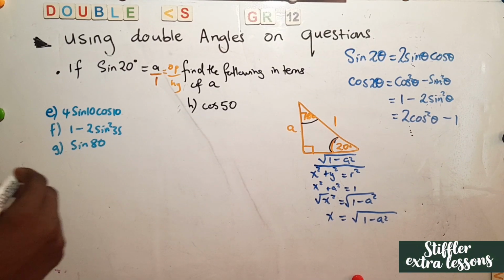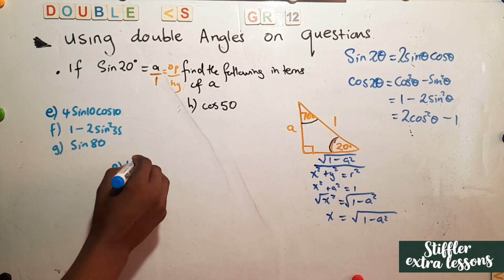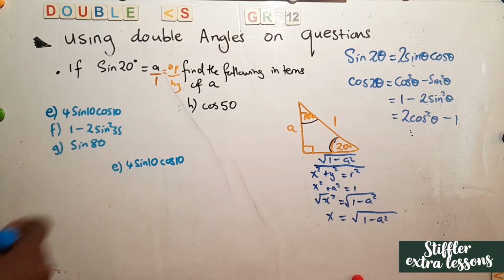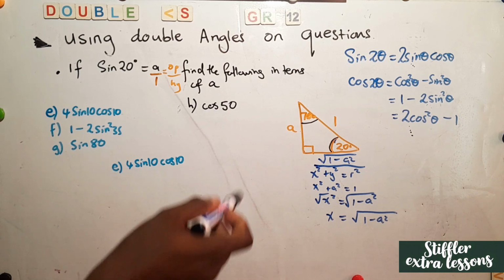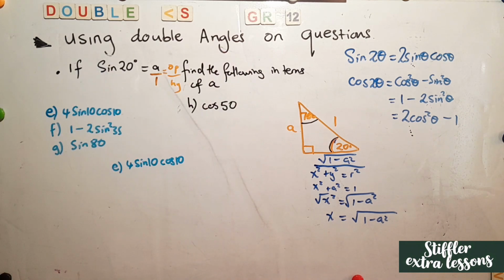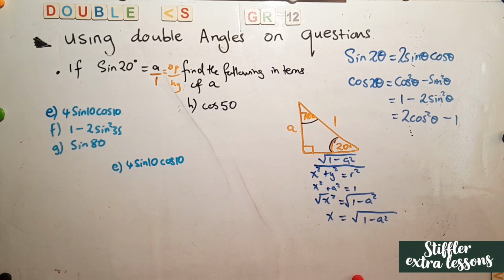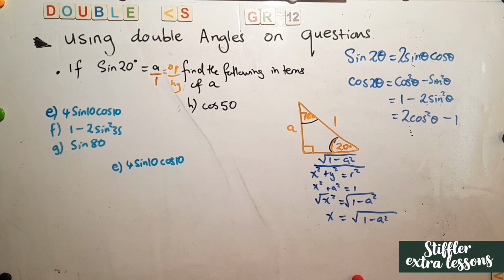So on number E, we are having 4 sine 10 cos 10. So how can we deal with this one? We can see that this is having sine cos, right? So it must be a sine double angle, but now we are having 4. So how do we deal with this one now? And 10 plus 10 gives us 20. So this should be a double angle of sine.